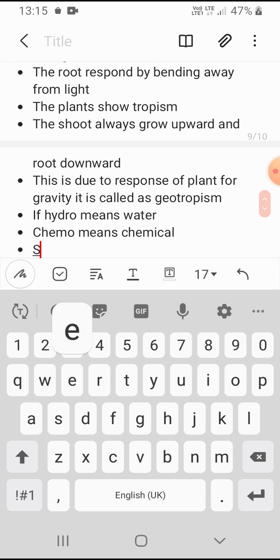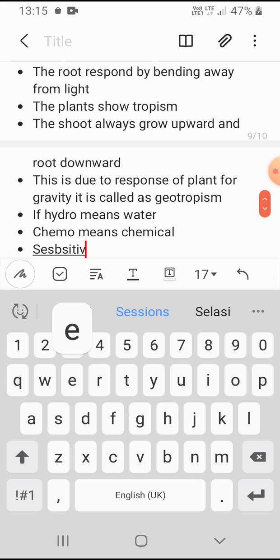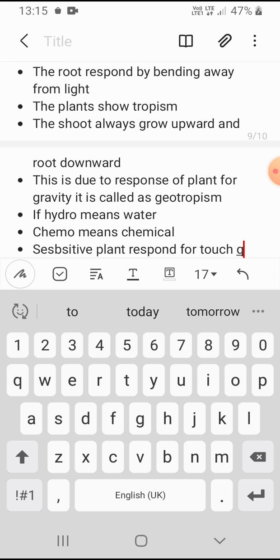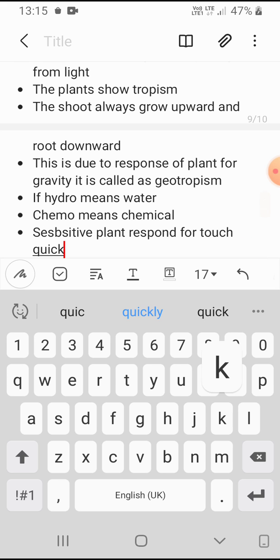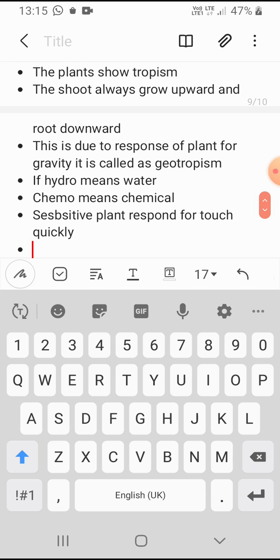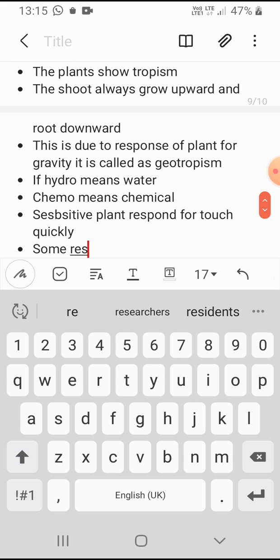So sensitive plants respond to touch. They respond quickly when we touch them, and some respond slowly.